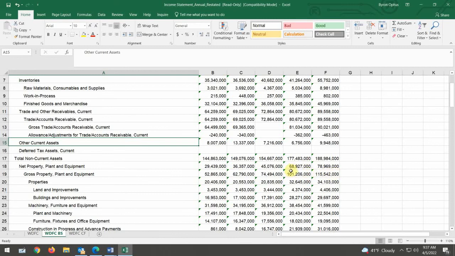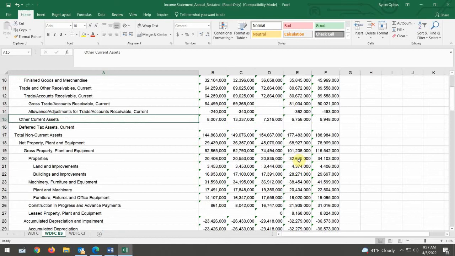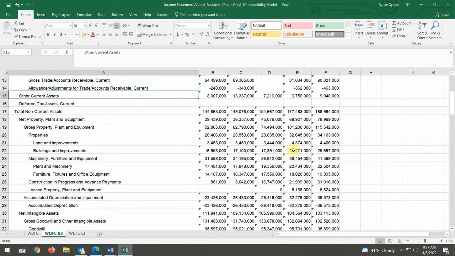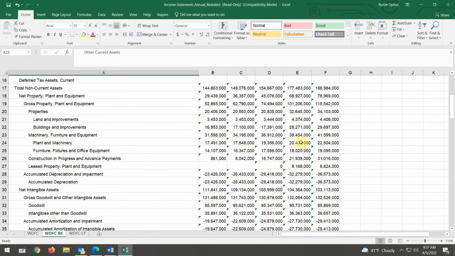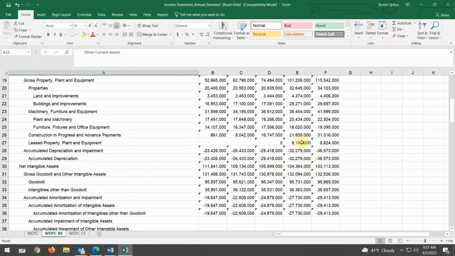Yeah, they had a decent jump in net property, plant, and equipment. So I don't know what's going on there. We may have to take a look. These all just look like regular kind of growth. Again, construction in progress and advance payments and a leased property, plant, and equipment. So there's some pretty good jumps there. So I'm wondering if they're building a new plant or something. This isn't going to tell me. I'm going to have to dig out the annual report and take a look at it.